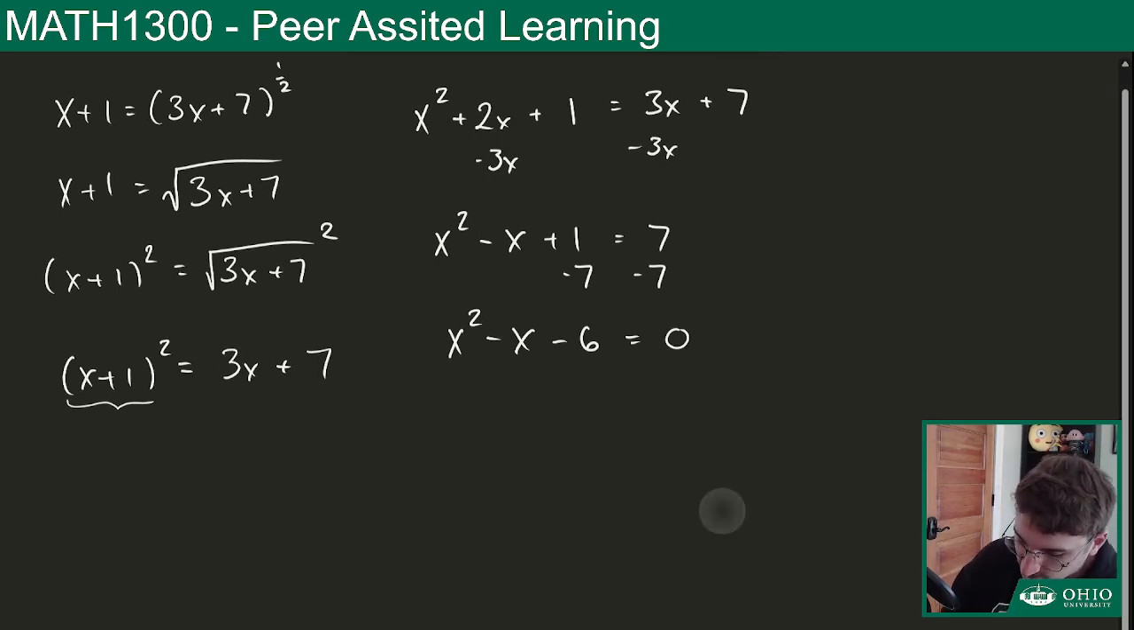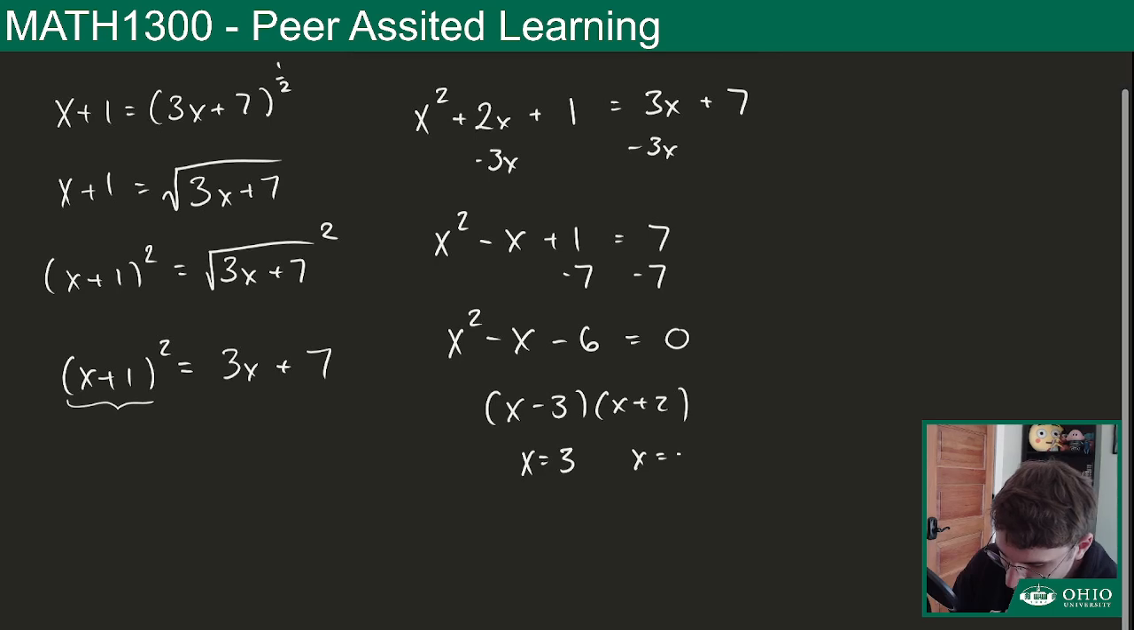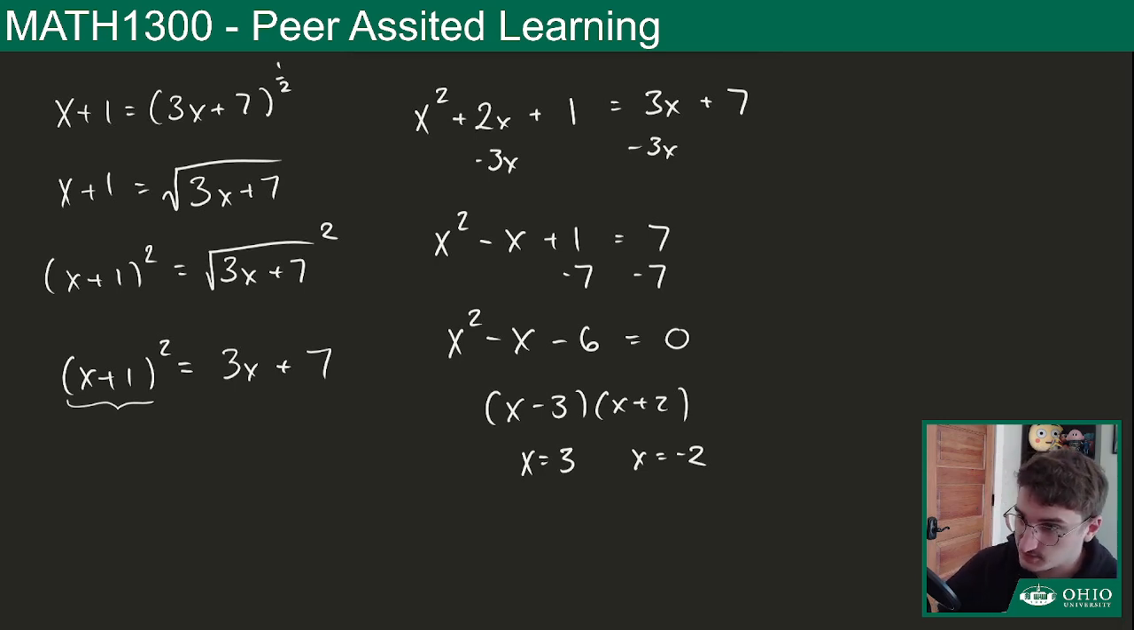And this factors into x minus 3, x plus 2. And so now we see that my solutions from this quadratic are x equals 3 and x equals -2. But we're not done yet, because we need to check to make sure our solutions are actually working.